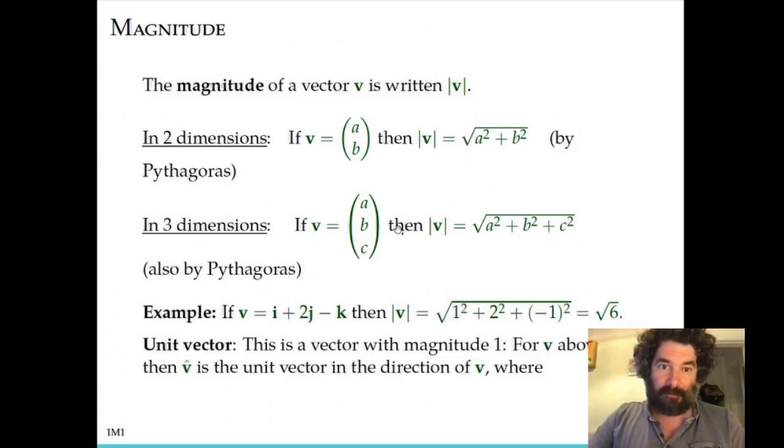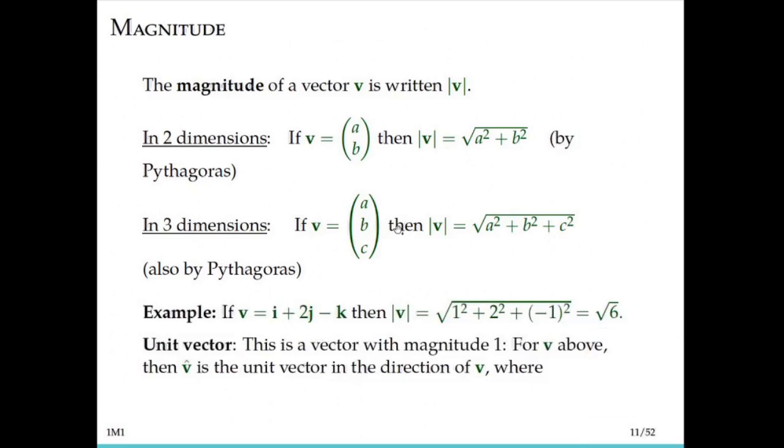All right, so look at an example. Suppose we have the vector v in 3 dimensions, which is the same one as from the previous slide. The magnitude then is the square root of the sum of squares of the components. So we have 1 squared plus 2 squared plus -1 squared, which is 6. So the magnitude is the square root of 6.